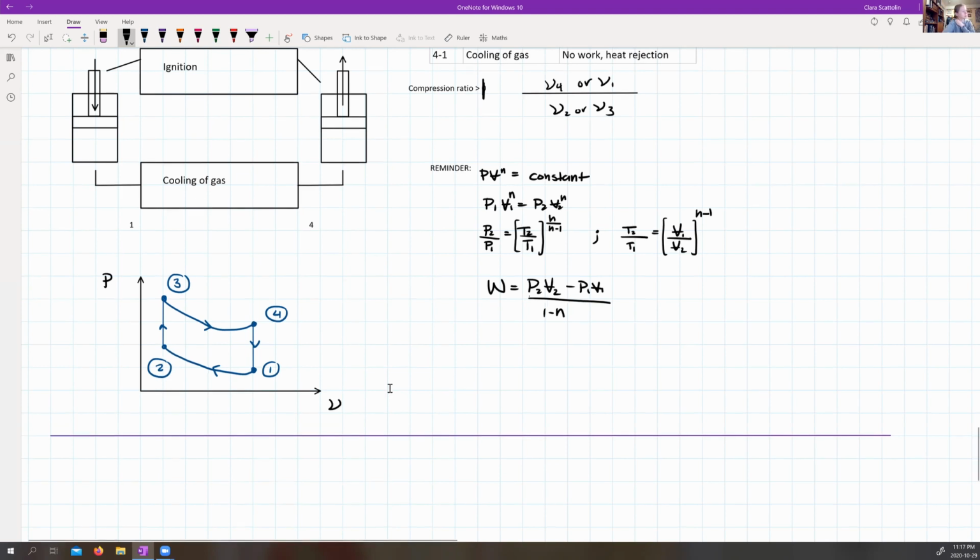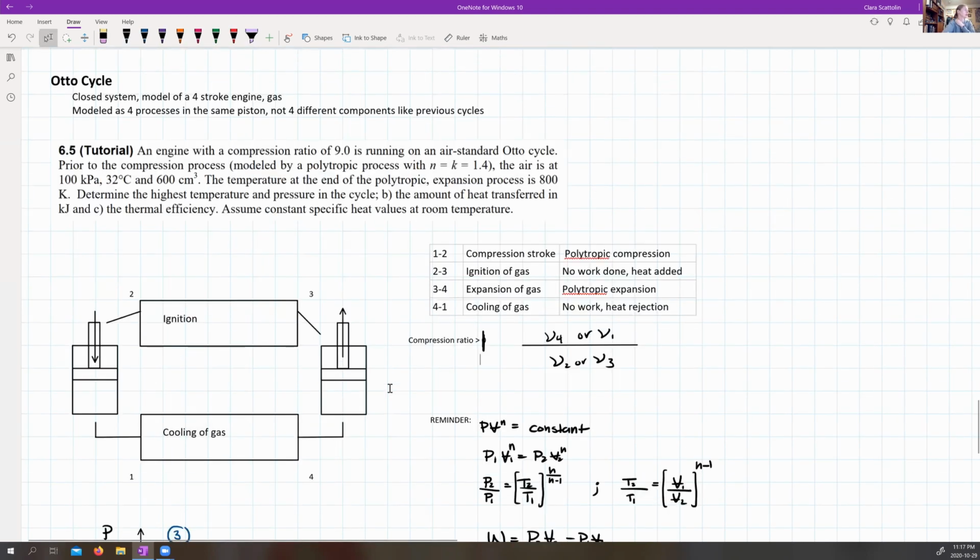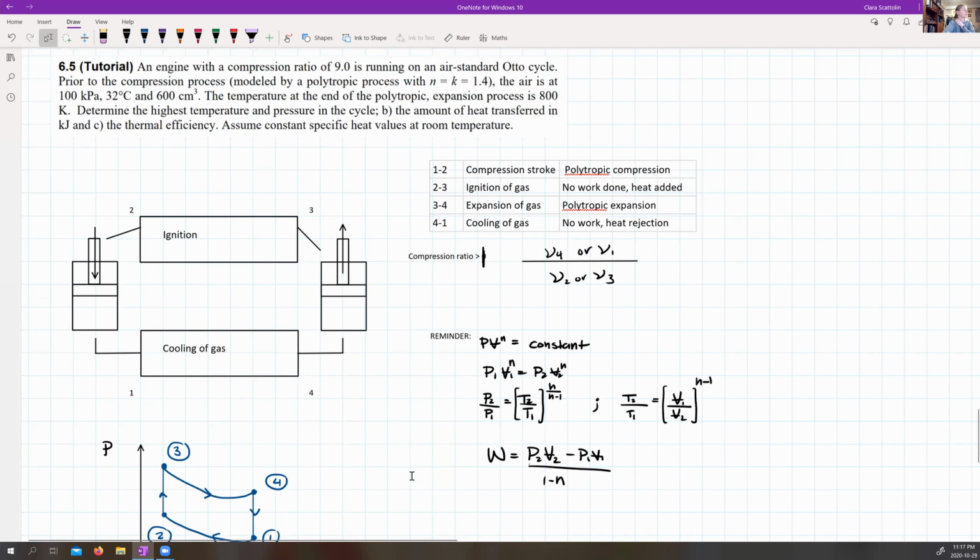So let's take a look at this specific question. It says that an engine with a compression ratio of 9 is running with an air standard Otto cycle. So that's telling us the gas we're using. Prior to the compression process, which is polytropic with an N of 1.4, the air is at 100 kPa, 32 degrees C, and 600 centimeters cubed. Temperature at the end of the polytropic expansion process is 800 Kelvin. Determine the highest temperature and pressure in the cycle, the amount of heat transferred in kilojoules, and the thermal efficiency.